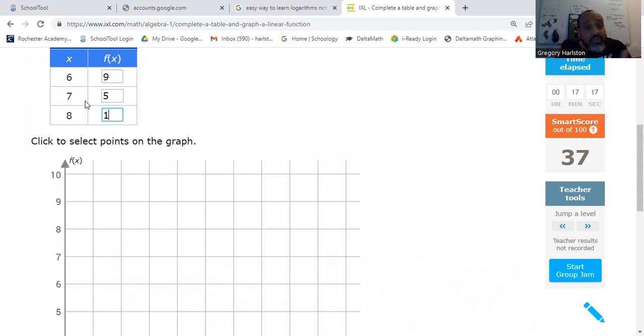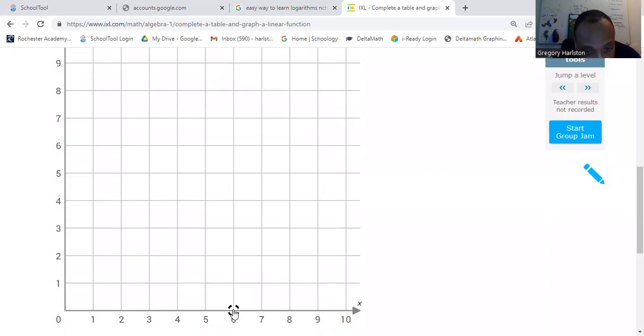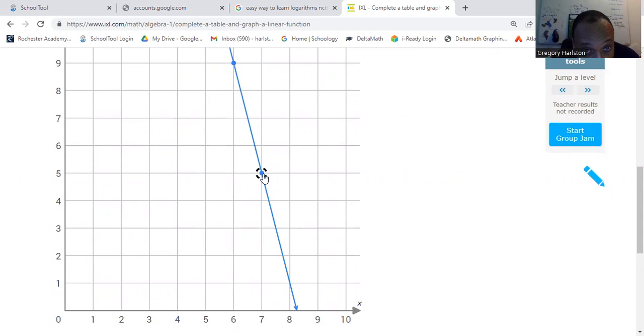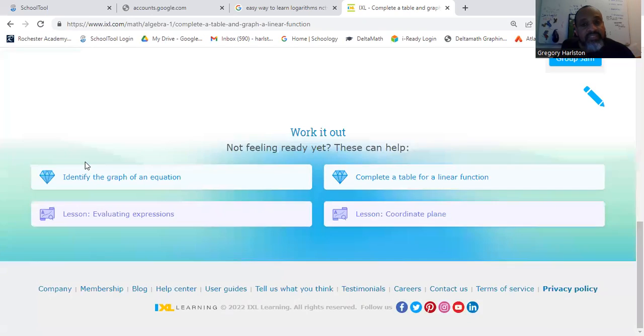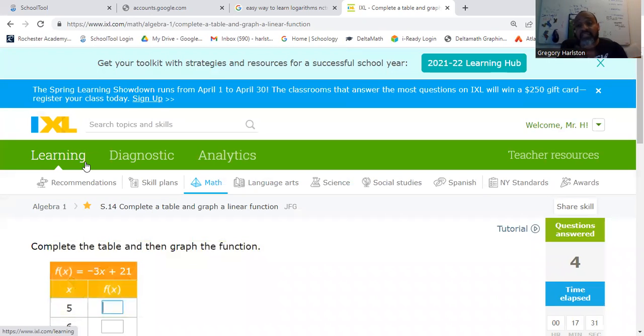Now I need to take two of these points and plot them. So I'm going to take 6, 9, which is going to be right here. And then I'm going to do 7, 5, which is right here. And that is what I need to do. Once I've got that, I submit it. And it says, okay, that's fine.